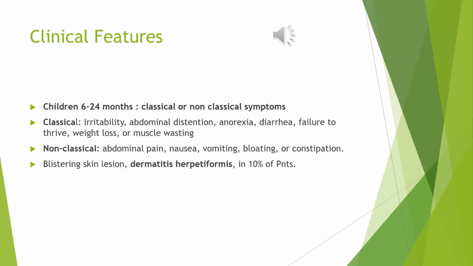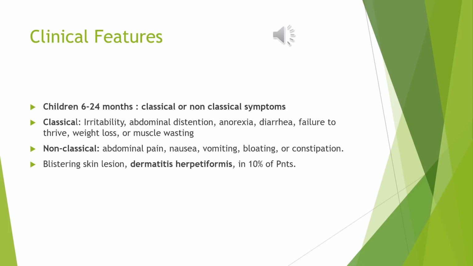It can present with the classical or non-classical symptoms. The classical symptoms of celiac disease in a kid include irritability. The patient is irritable. The baby is not calmed down. Abdominal distension due to the malabsorption, gaseous distension, and loss of appetite, and the typical presentation with diarrhea or steatorrhea.